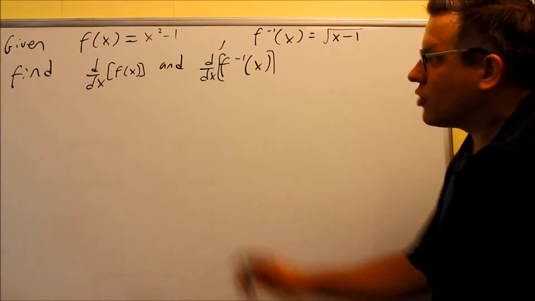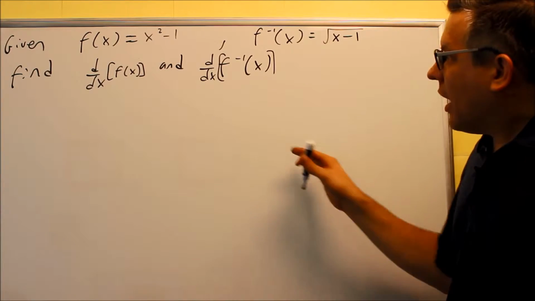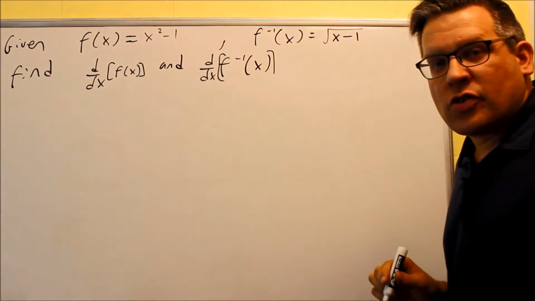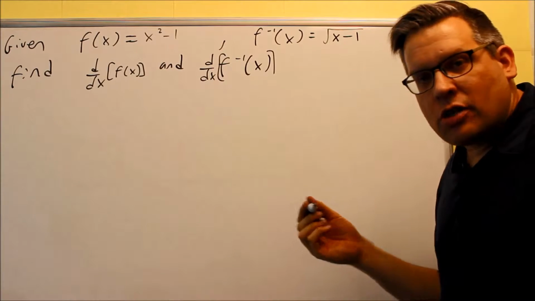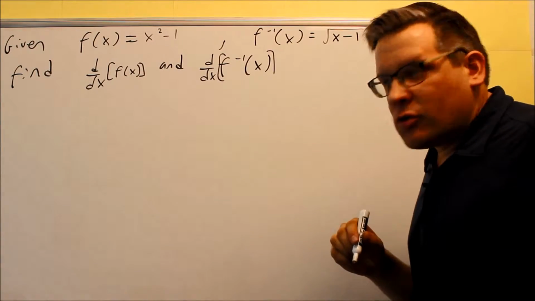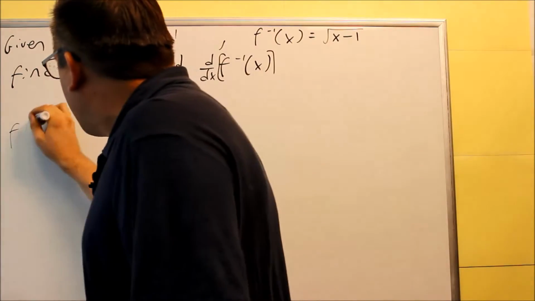Okay, we're given two functions. We're given the original one and we're given the inverse. And it's asking us to find derivatives of each one. So you can either use this notation or you can use the prime notation. I'm going to use the prime notation in this case. So the derivative of f of x, let's do that first.